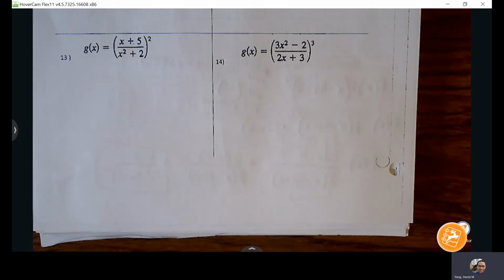Okay, this is a combination problem here. This is a combination of different rules. What do you see? Chain and quotient rule. Yeah. You see, so what are you gonna say? Chain and quotient? Yeah. Which comes first?